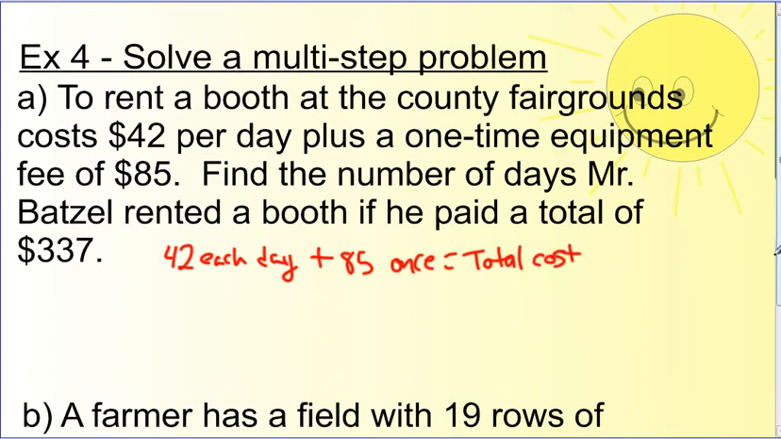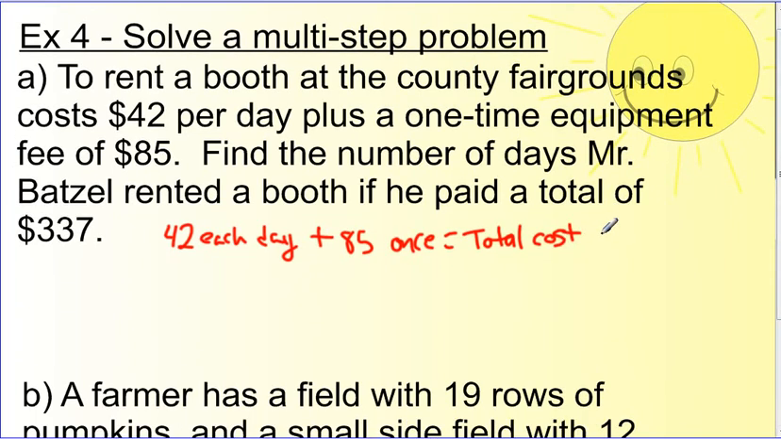Now this, what I wrote down here, is kind of like a verbal model. This helps you break down what the problem's saying in terms of some math and some words. The next step is to turn it into all math. So plug in stuff we know. Well, $42 each day. If you're doing something over and over again like that, it's multiplication. So this $42 each day literally means we're going to take 42 times our variable, x, because we don't know how many days.